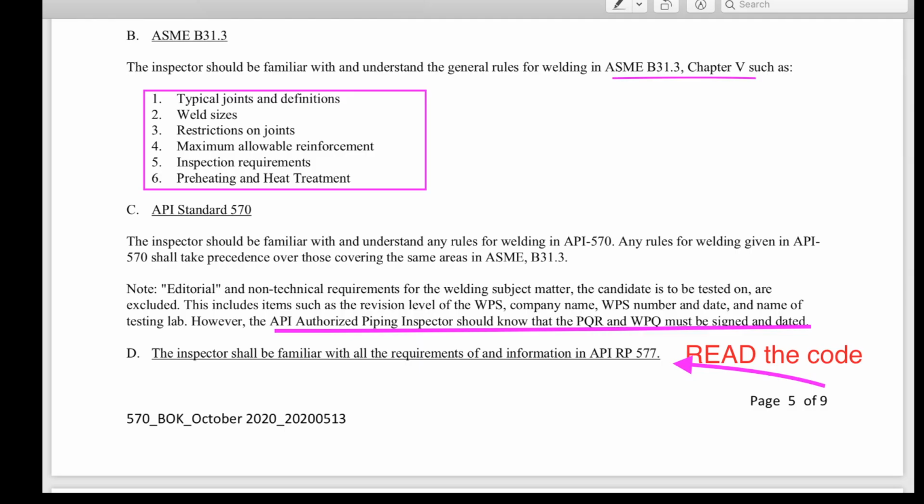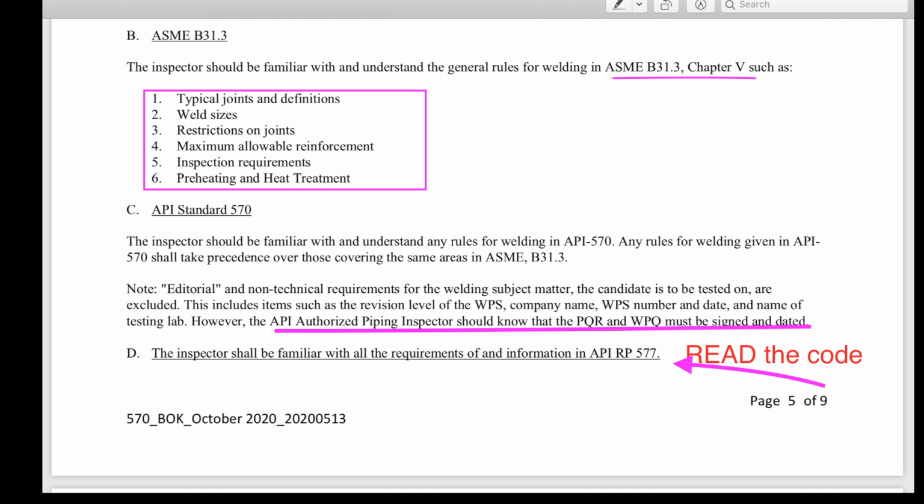In case of welding, the body of knowledge says the inspector should be familiar with and understand the general rules of welding as per ASME B31.3 Chapter 5 also. There are general things, and also in API 570 there is some mention of the welding procedure. An API authorized piping inspector should know that the PQR and WPQ must be signed and dated. There are some conditions in 570 related to welding procedures, so you should be familiar with that also.